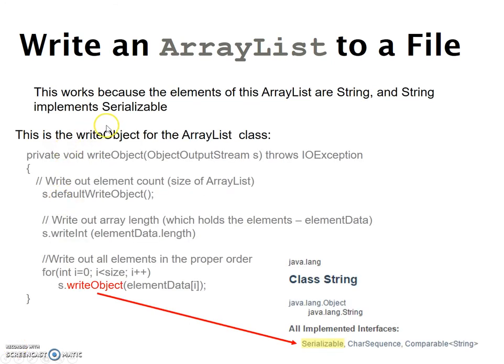Now the reason that this works is because the elements of the array list were strings, and string implements serializable. Down here you'll see this is the header for string in the API, implementing serializable. So here's the writeObject for array list, and within this writeObject method, it's going to call the writeObject of each of the elements that are in this array list. And so since each of the elements are of type string, and string implements serializable, everything works great.